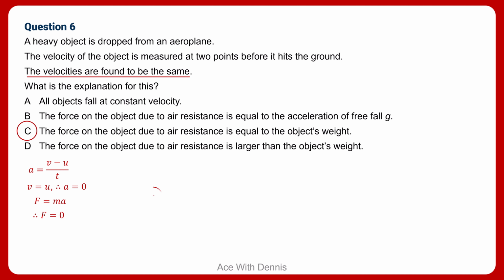So when an object with a certain mass is free falling, there are two forces acting on it. The first force will be its weight, W. The second force will be the air resistance. So F, or the resultant force for this free falling object, will be W minus the air resistance. Since F is 0, the weight will be equal to the air resistance. Hence, the answer is C.